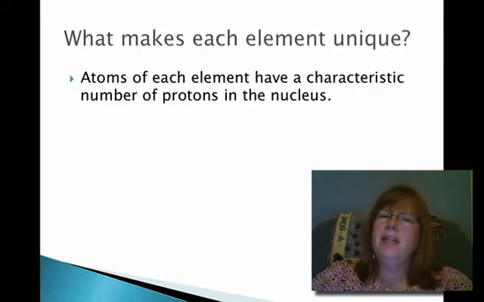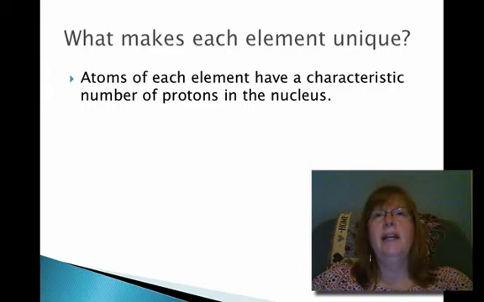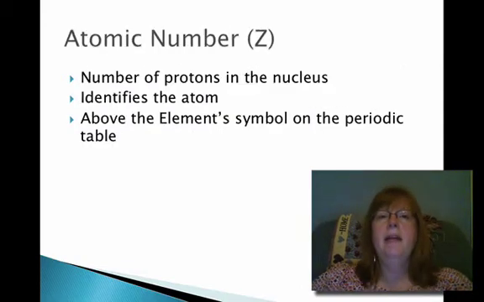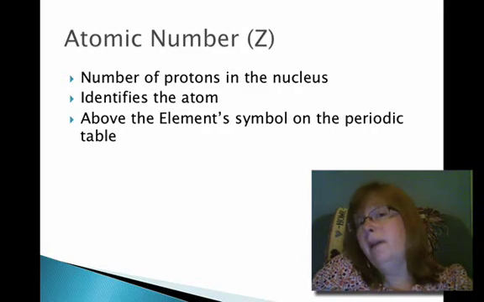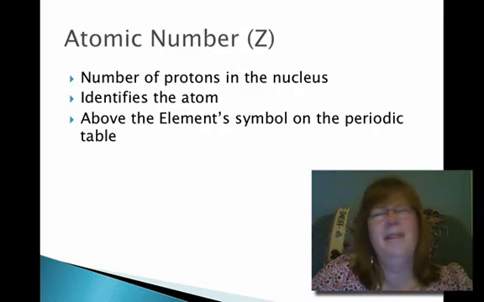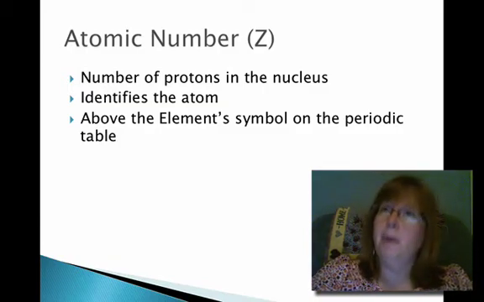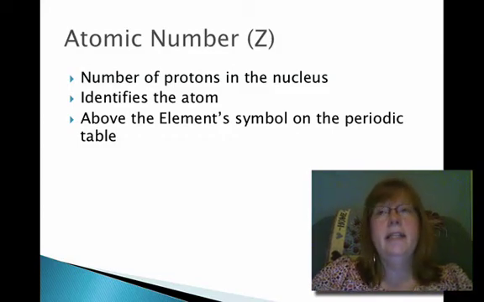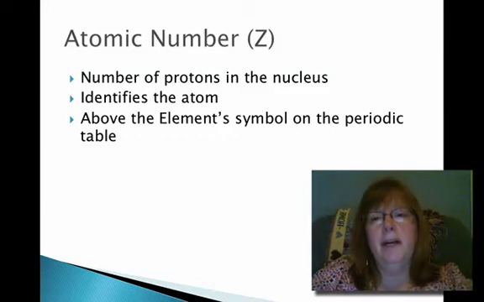So what makes each element unique? Well, atoms of each element have a characteristic number of protons in the nucleus. So it is the protons that make each element unique. And the number of protons is given by the atomic number. Some textbooks just call it a Z, but I'm not going to use that. It's called the atomic number, and it's the number of protons in the nucleus. It identifies the atom. It's above the element symbol on the periodic table.